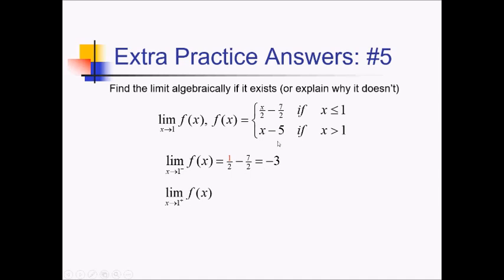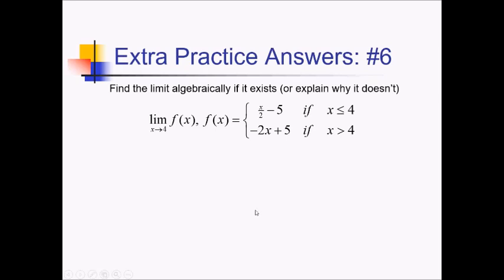Next, we check out the right-sided limit as x approaches 1. So that has to use this rule with x greater than 1 inputs. So we're doing 1 minus 5, which comes out to -4. Now, this is close, but not quite the same thing. Since the left and the right-sided limits don't match, that means our two-sided limit at 1 does not exist.